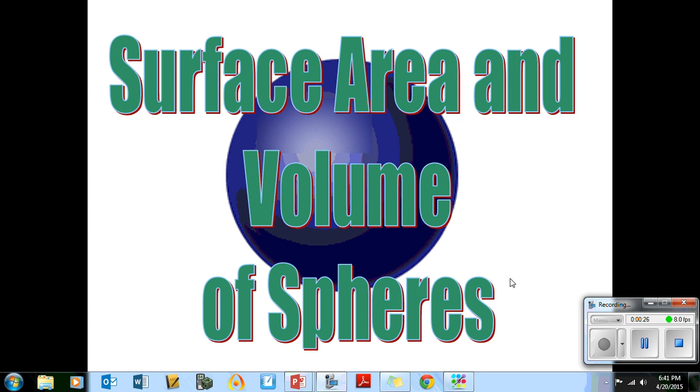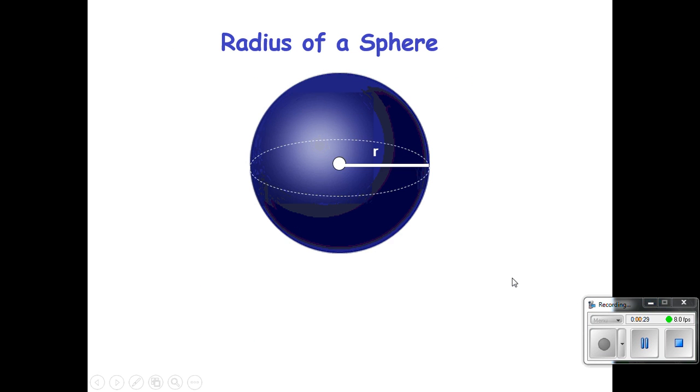So first, let's just talk about what a sphere is, and that you can find the radius of a sphere. Just like you can find the radius of a circle, you can find the radius of a sphere. When I'm thinking of a sphere, I'm thinking of a 3D object, like a basketball, or the Earth. The radius goes from the center of the sphere, deep down inside the Earth, all the way to the outer part of the sphere. So the radius is inside the sphere.